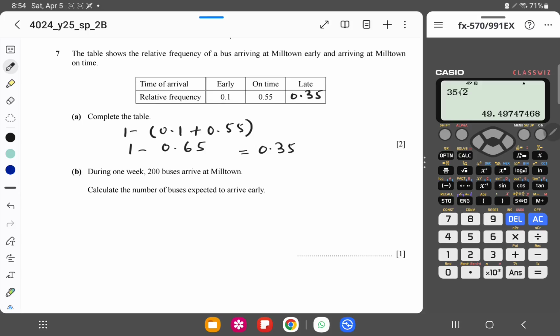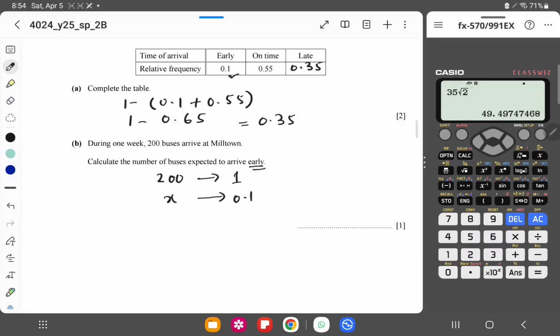During 1 week, 200 buses arrive in Milltown. Calculate the number of buses expected to arrive early. Okay, 200 buses are the total and the total relative frequency is 1. So 200 is showing for 1. So we have to find out for early. For early it is 0.1. So you write down 0.1 and then x, or any other variable if you want. It's also obvious you will multiply.